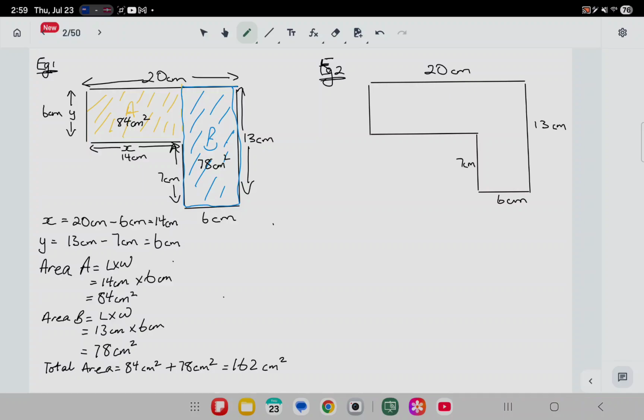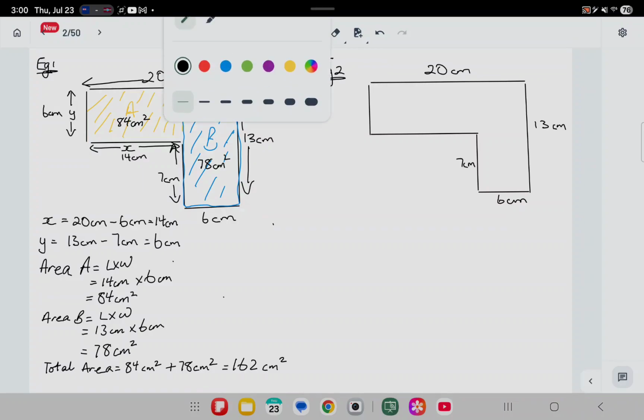So to recap for this example here, first what we want to do is to find the unknown sides. Once you found the unknown sides, then you want to split your shape to form regular shapes, either squares or rectangles. From there, you find the area of each regular shape, and then to calculate the total area, we just add the area of all the regular shapes that we divided it into. So let's look at the second example.